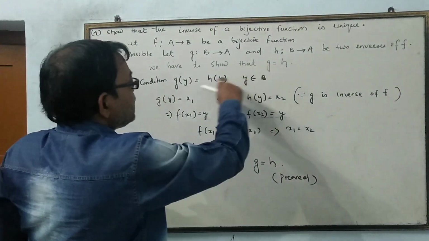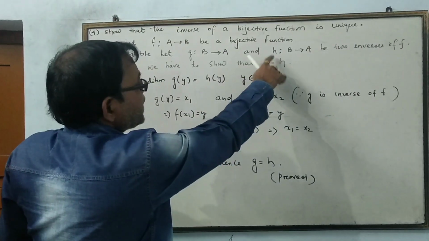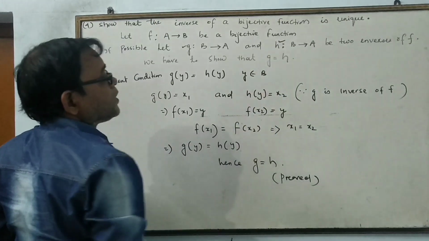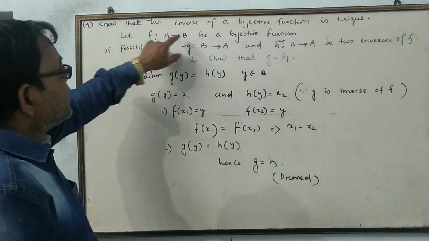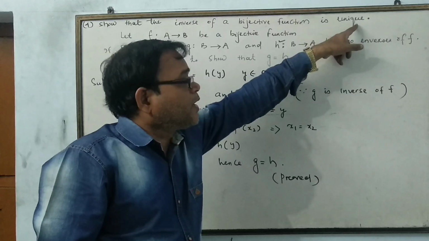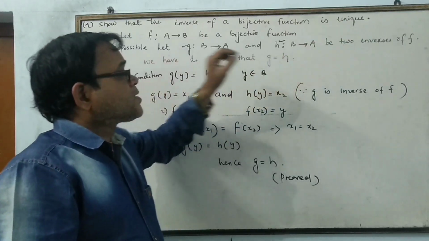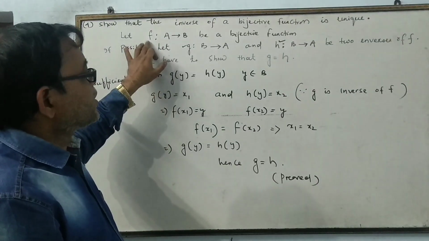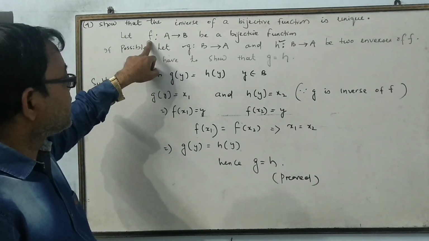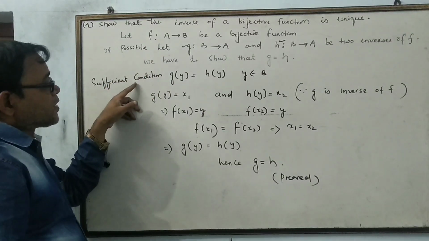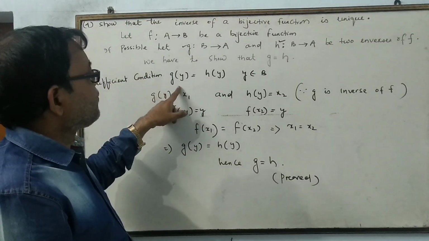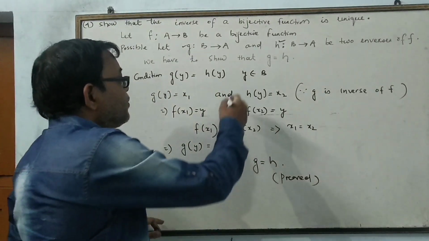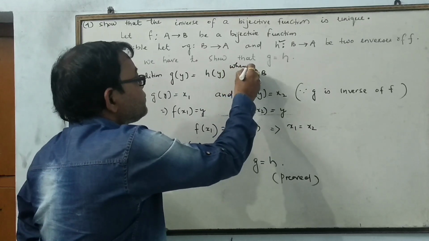So we have to prove that g should be equal to h. Because our question is that the inverse of a bijective function is unique. That means there is a single inverse function for every function f if it is bijective. That means the sufficient condition is that g of y must be equal to h of y, where y belongs to B.